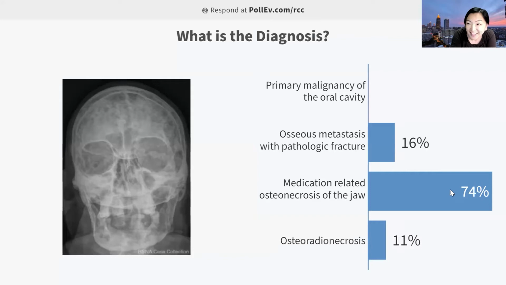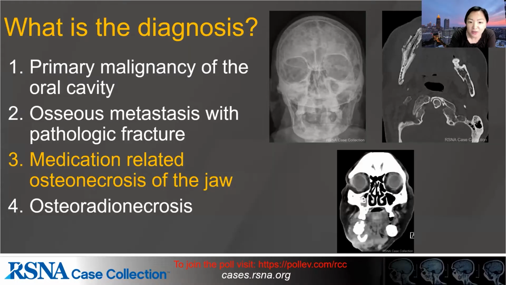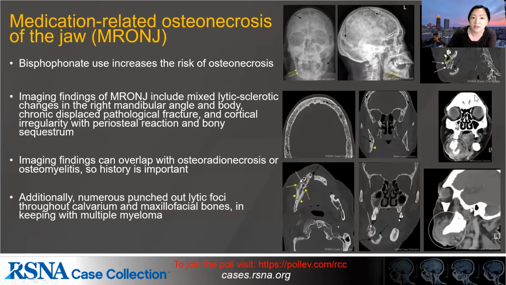All right. A little bit of a back and forth there, but I think we're settling in, so we'll move right along. So this indeed is medication-related osteonecrosis of the jaw. And you can see that the mandible here has these very irregular lytic lesions. There is also a pathologic fracture associated with it as well. But this case is actually one that is fairly driven by the history.